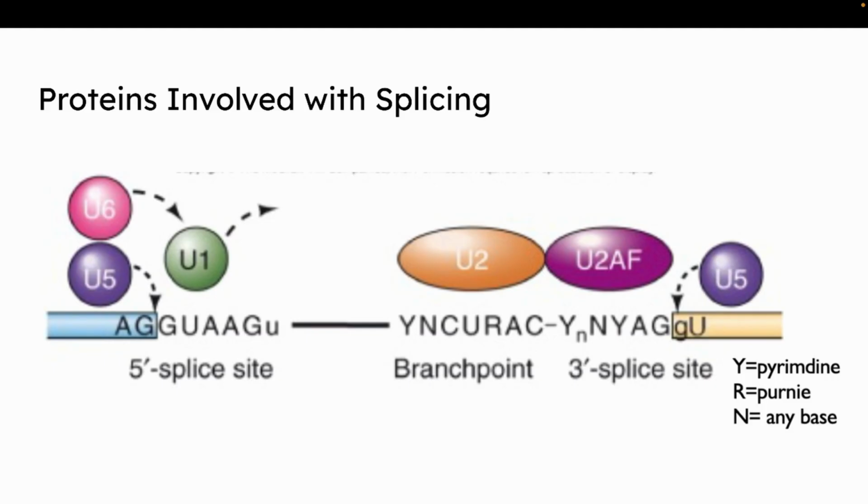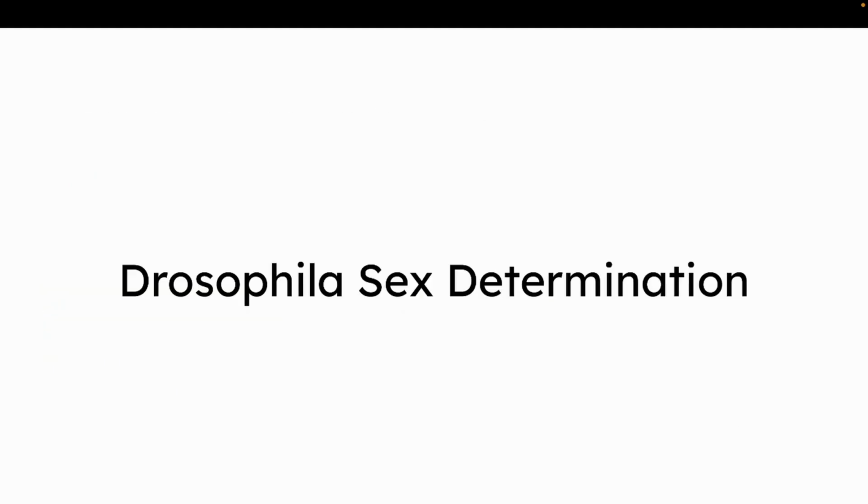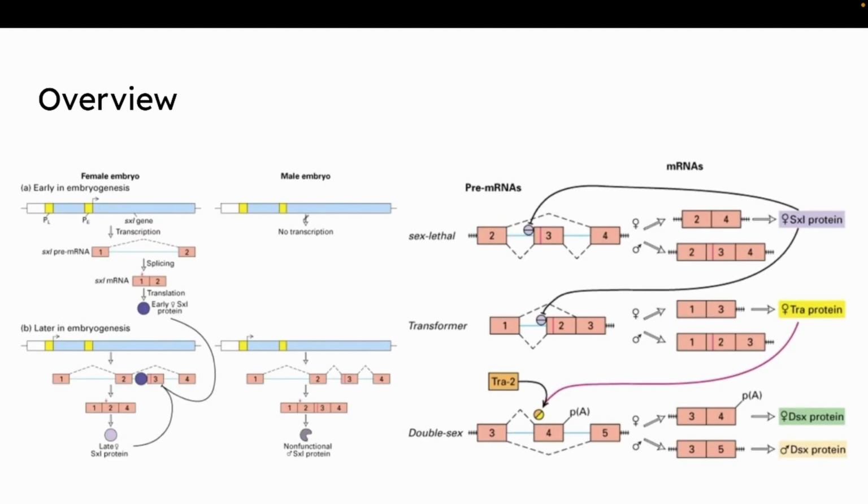That's about it. I want you to know this slide, because now I'm going to get into Drosophila sex determination. I'll just give a quick overview of Drosophila sex determination. Let's begin our story with a developing embryo. So we have a female embryo and a male embryo. Obviously, since they're female and male, there will be some differences.